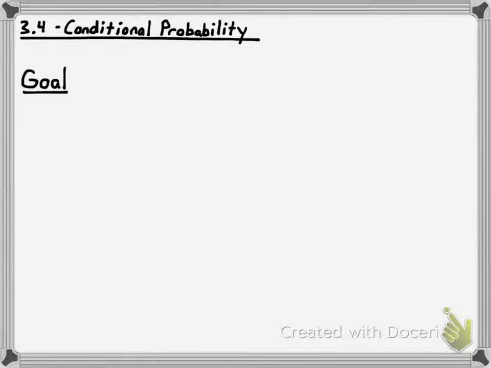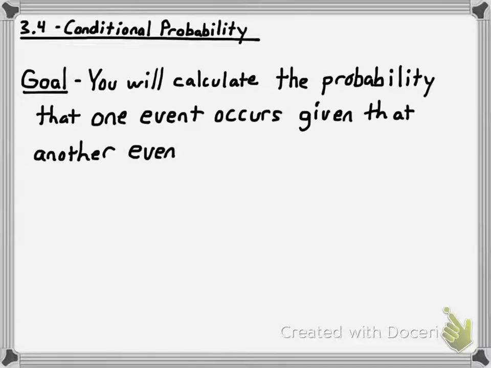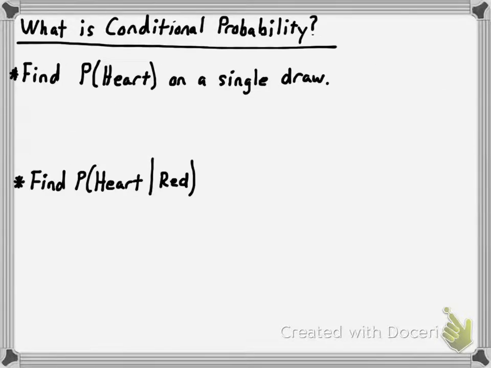Now I'm going to have to define that for you, but here is the goal. The goal is that you will be able to calculate the probability that one event occurs given that another event has occurred. You'll see examples of that soon enough to understand what I'm talking about, and then we're going to learn a formula that's going to allow us to accomplish what we're trying to accomplish here with this goal.